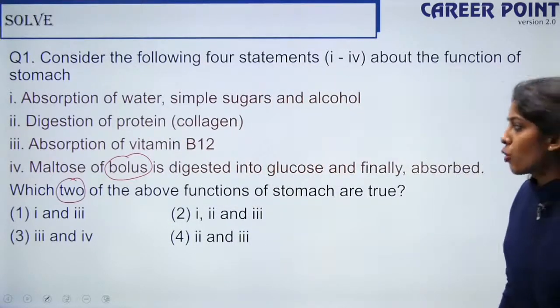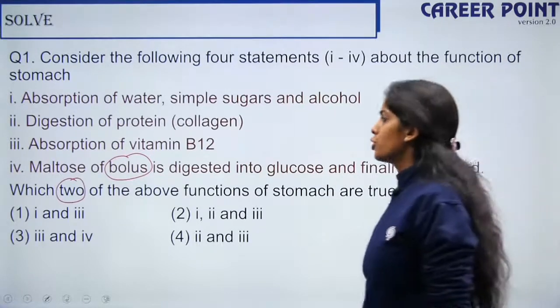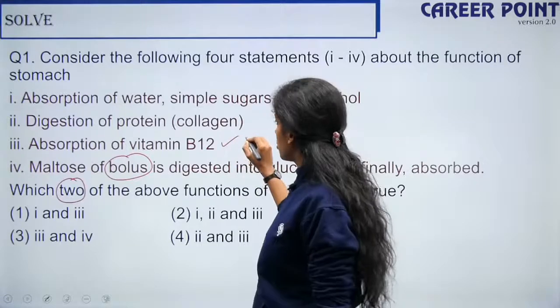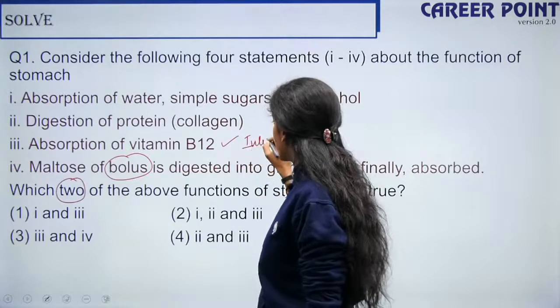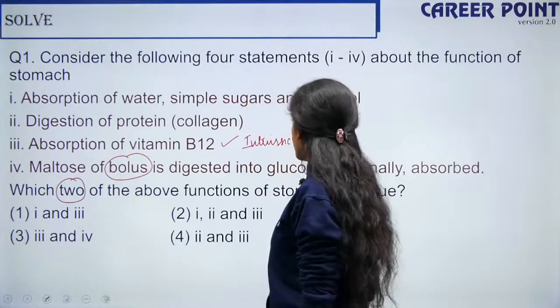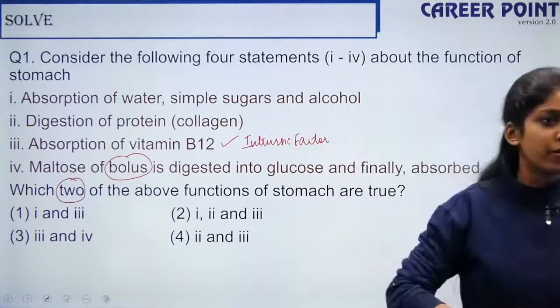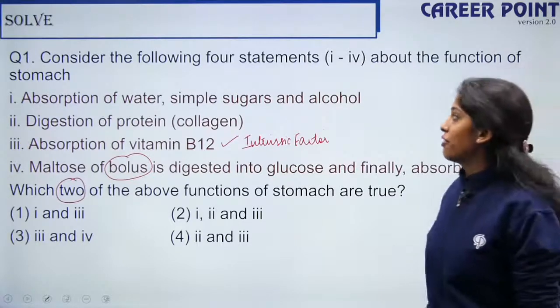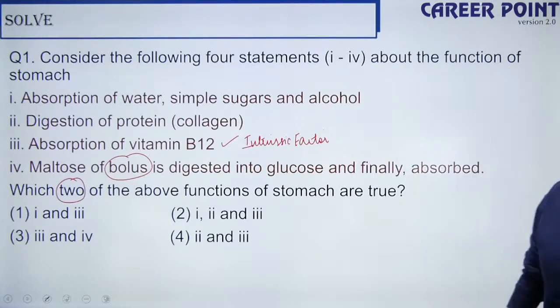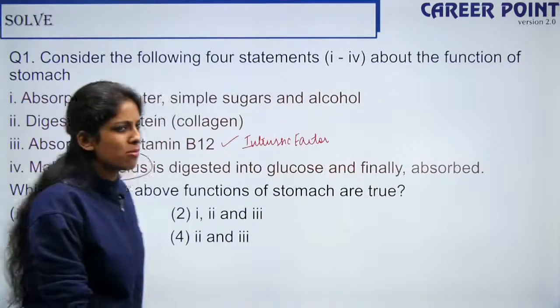Digestion of protein, collagen. So you say 1 and 3 is right. Absorption of vitamin B12 is right because of the intrinsic factor that is secreted by your oxyntic cells, right? So 3 is right. But do you think 1 is right, Nishra? In NCERT, the first statement is given: absorption of water, simple sugar and alcohol by the stomach.